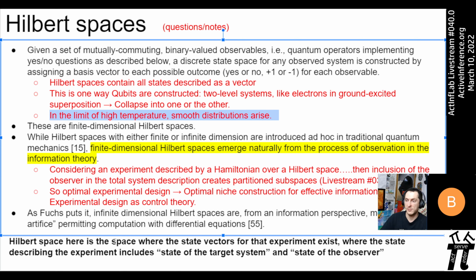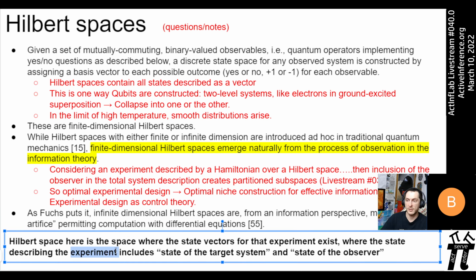And here, this Hilbert space is describing how the experiment is set up and the information that's being modeled at a given time. So the state space consists of the options for the experiment's space, including the total target system and the observer, maybe.